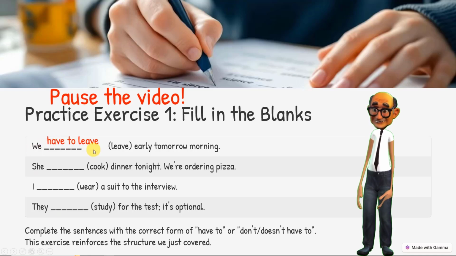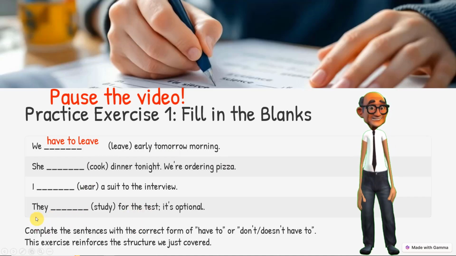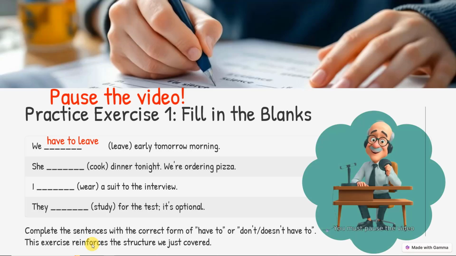We have to leave early tomorrow morning. Right, guys, there are 3 more here for you to do. If you're not sure, there's a good hint down at the bottom over here. Complete the sentences with the correct form of have to, or don't or doesn't have to. You're just going to be reinforcing what you have covered in the lesson and what you have learned. So if you're not sure, just rewind the video a little and watch it again, and I'm quite sure that you'll be able to do it. Righto, guys, take your time and answer the questions to the best of your ability. Hey, you must pause the video.